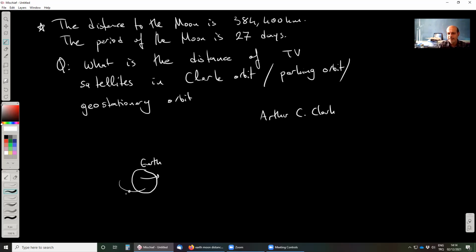That's too impractical. But somehow Clarke said that, well, there's a particular orbit actually. So there's a particular orbital radius in here, let me call this RC. In that case, the period of the orbit is basically 1 day.